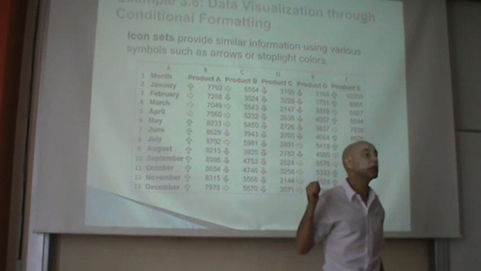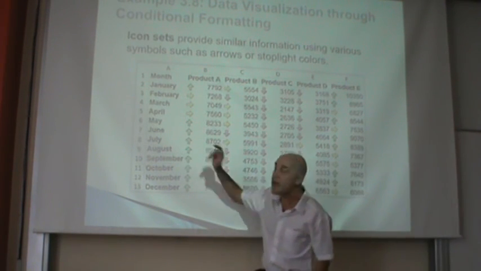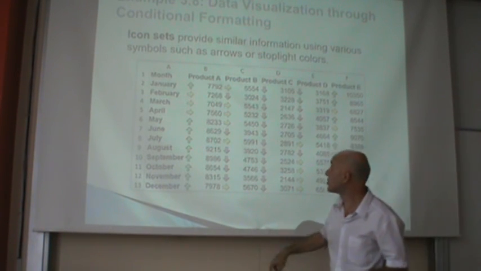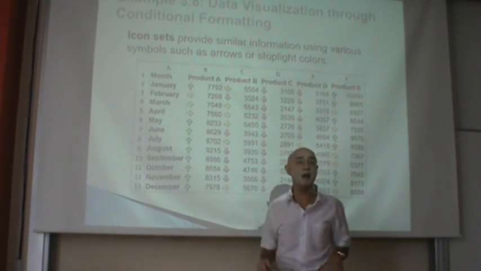You can use conditional formatting with arrows. In other words, you could use colors, and you could also use arrows.